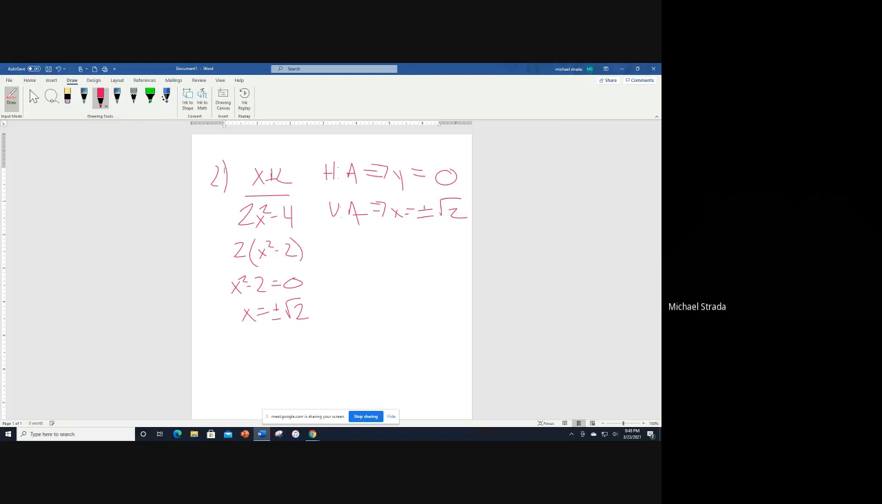All right, so when I graph it, I'm going to have my horizontal asymptote at y equals 0. And I'm going to estimate plus or minus root 2. That's about 1.4, so I'm going to have my vertical asymptotes at negative 1.4 and positive 1.4.